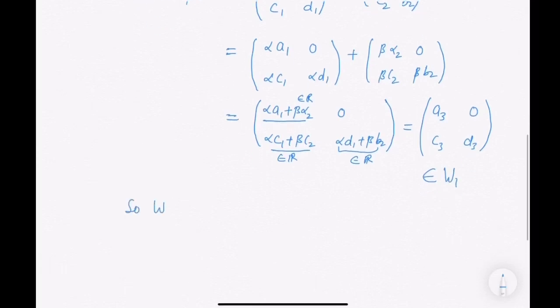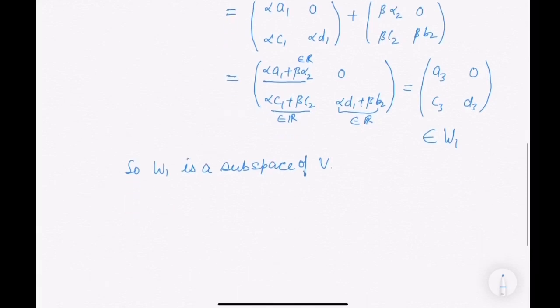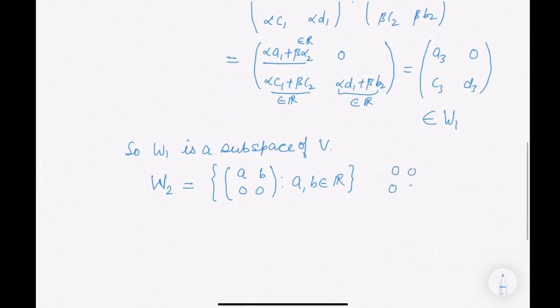So W1 is a subspace of V. Similarly, if we take another subset W2 of V having elements like that, A, B, 0, 0, that is, the two bottom elements of the bottom row are 0, where A, B belong to R. Obviously the zero matrix belongs to W2, so W2 is not empty, and W2 is a subset of V.